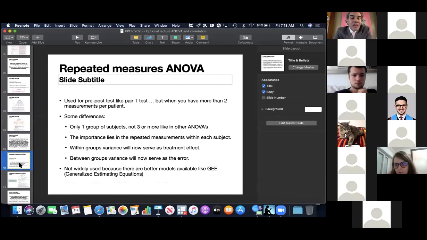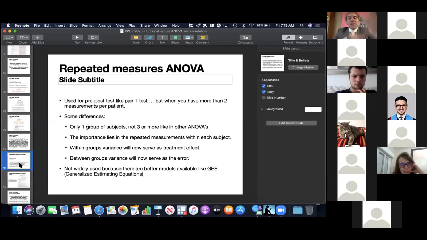Okay, one difference between this type of ANOVA and the other types of ANOVA you have studied is that here there's only 1 group of subjects, not 3 or more groups like in other ANOVAs. The importance lies in the repeated measurements within each subject. So here the importance is not having 3 or more groups, but that each patient has repeated measurements. These repeated measurements will act as different groups. Okay.